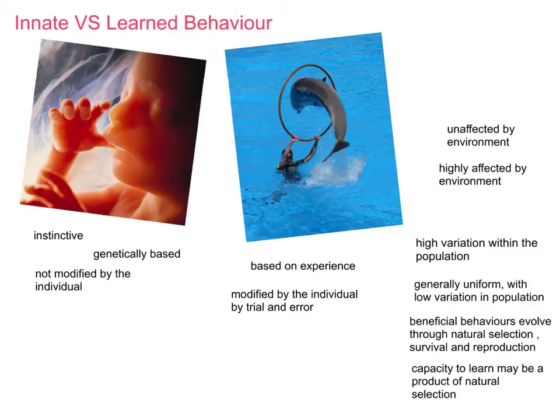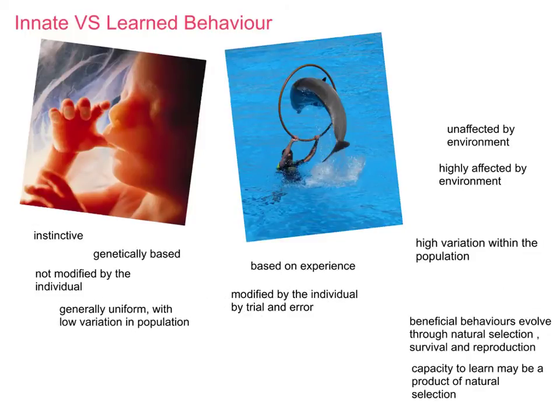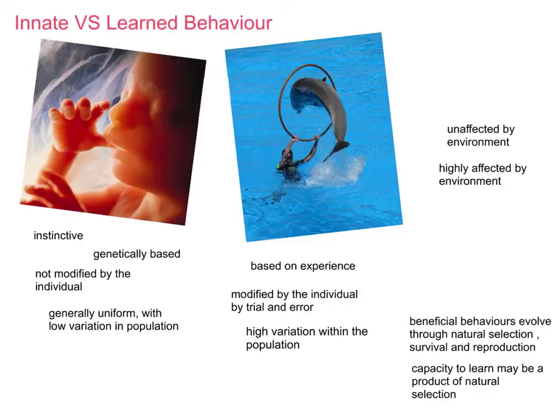Let's think about variation. For an innate behaviour, there is generally low variation in the population. It's quite uniform. That behaviour is very typical amongst animals. But if you compare that with learned behaviour, there's quite high variation within the population. Everyone will learn things differently.